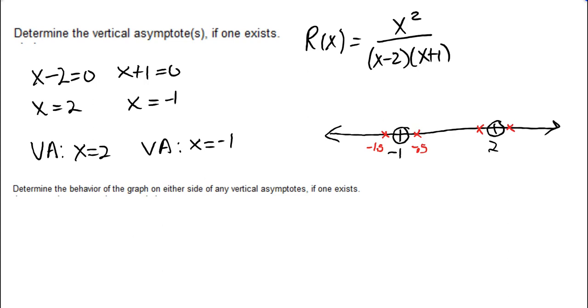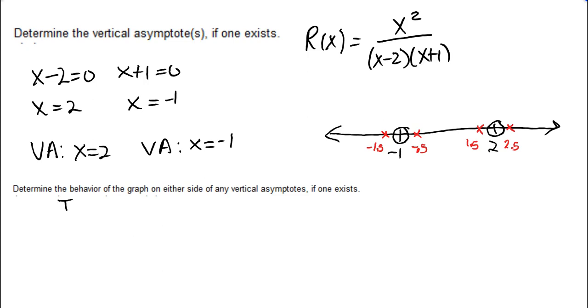For the other vertical asymptote, I'll choose 2.5 and 1.5. And we're going to substitute those into our rational function, and we're looking for whether the y value comes out positive or negative. If it comes out positive, it's going to positive infinity. If it comes out negative, it's going to negative infinity.